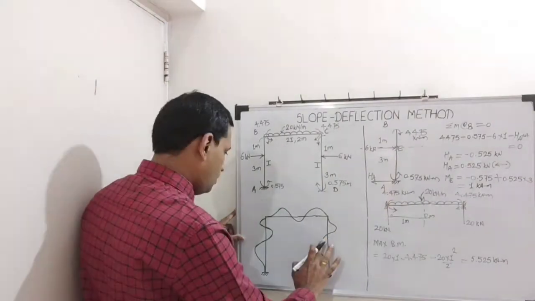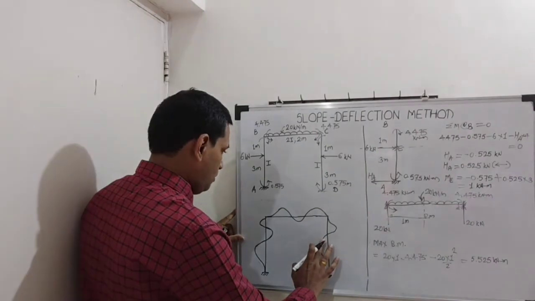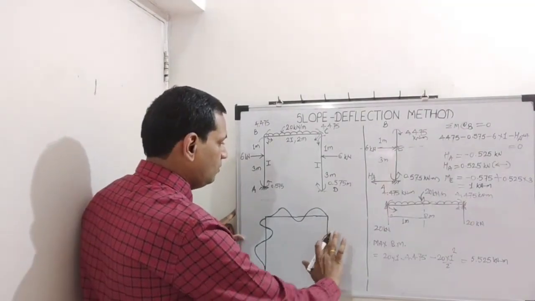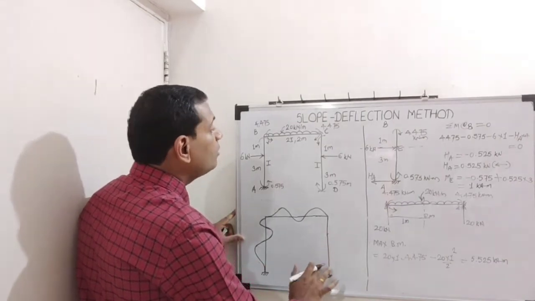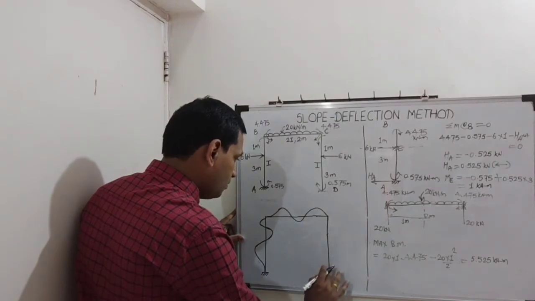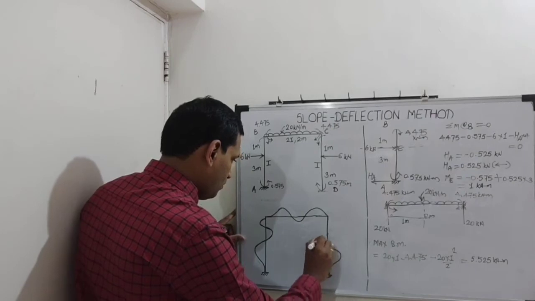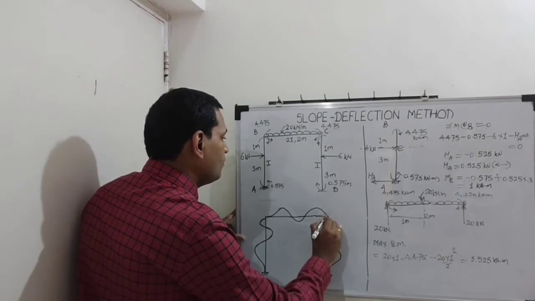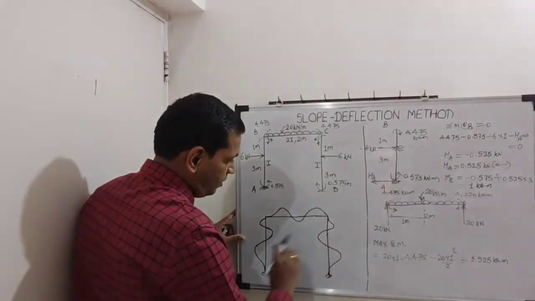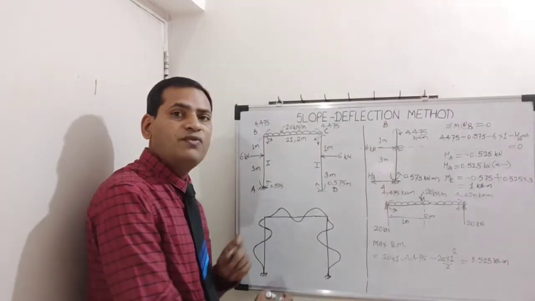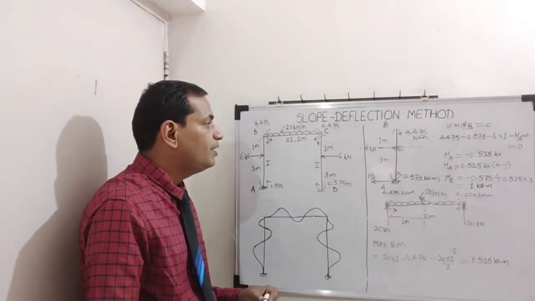So yes, let me redraw it again. It is on right hand side here, so something like this. Yes, now it is correct. Yes. So this is deformed shape of the frame. As per this deformed shape, now we will draw BMD.